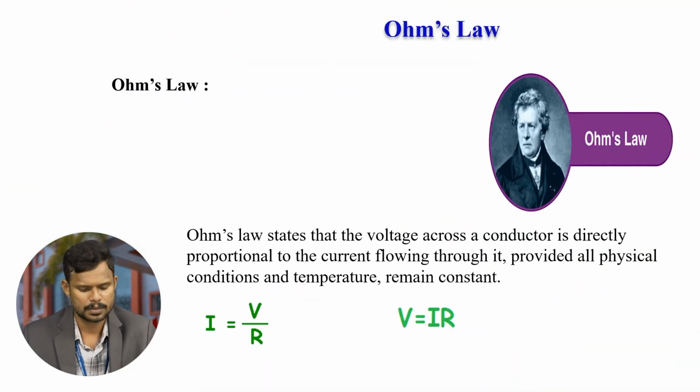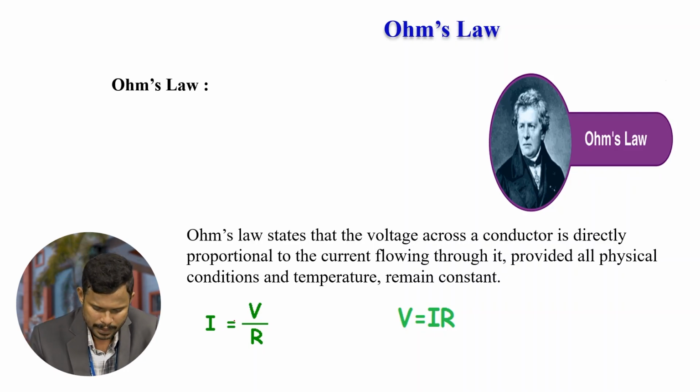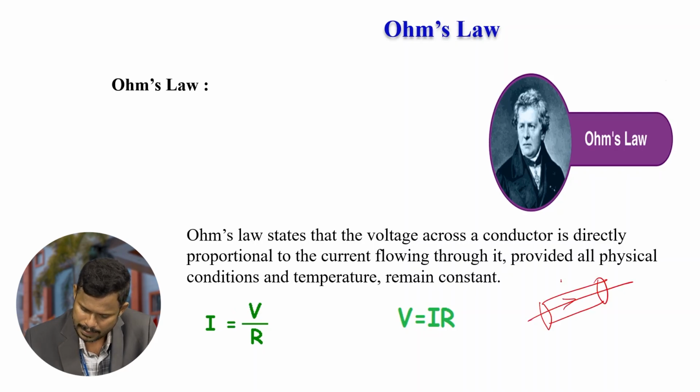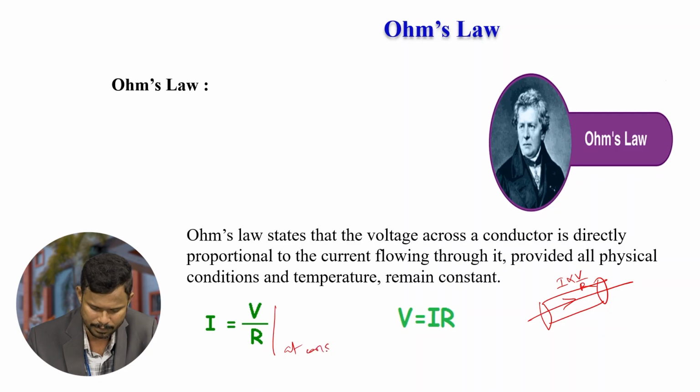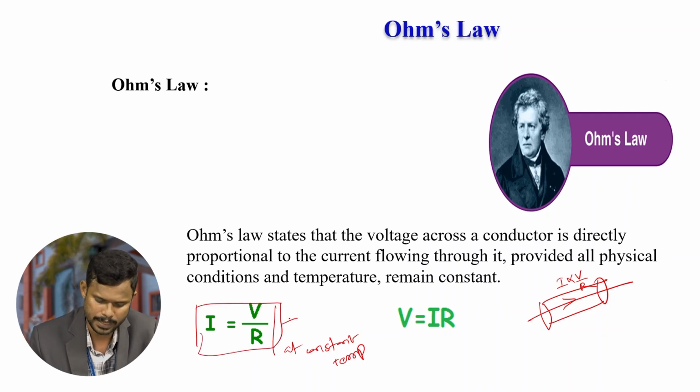Next, Ohm's law. The statement of Ohm's law is the amount of current flowing through any conductor is directly proportional to the voltage and inversely proportional to the resistor at a constant temperature. This form, I equal to V by R, is the first form of Ohm's law.